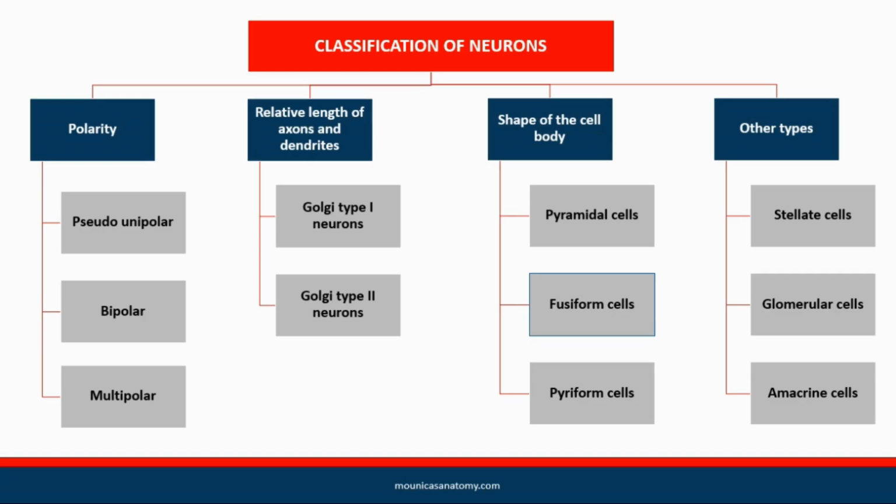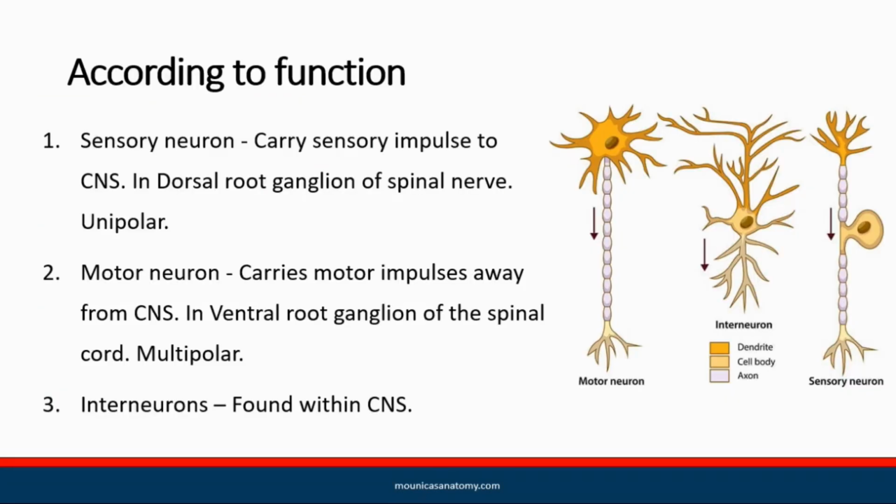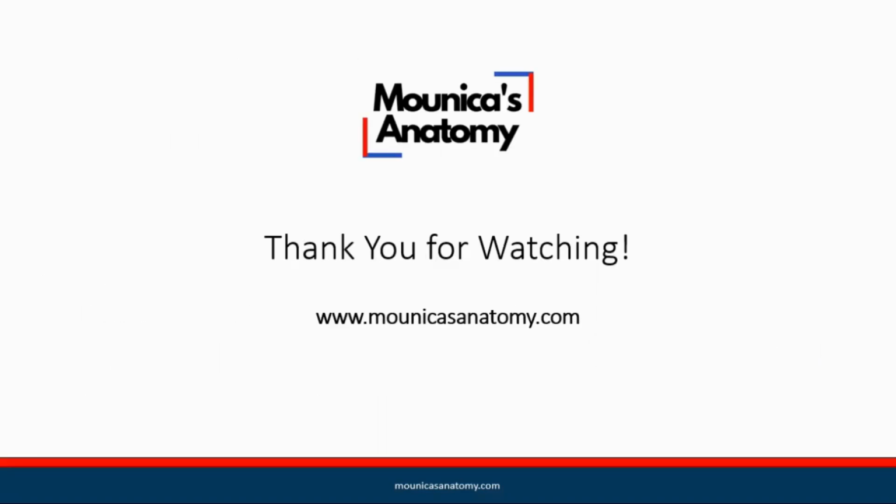Other types of neurons are stellate cells, glomerular cells, amacrine cells. According to function: sensory neurons, motor neurons, and interneurons. Sensory neurons carry impulses towards the CNS and are found in the dorsal root ganglion. They are unipolar. Motor neurons carry impulses away from the CNS and are found in the ventral root ganglion. They are multipolar. Interneurons are exclusively within the CNS.